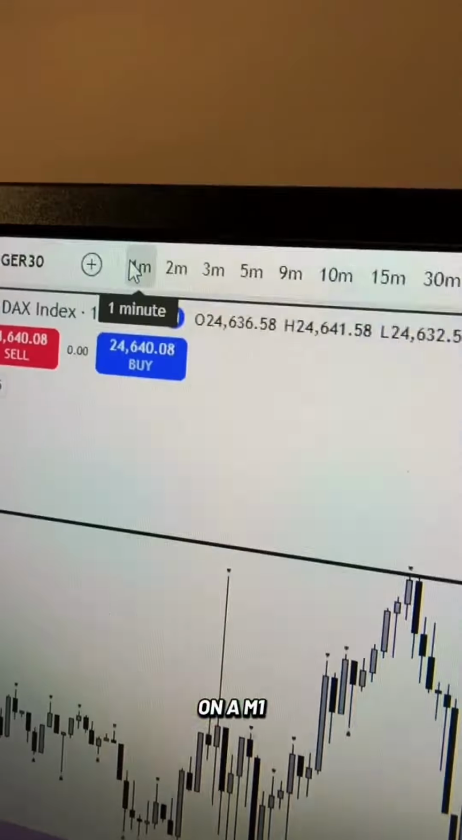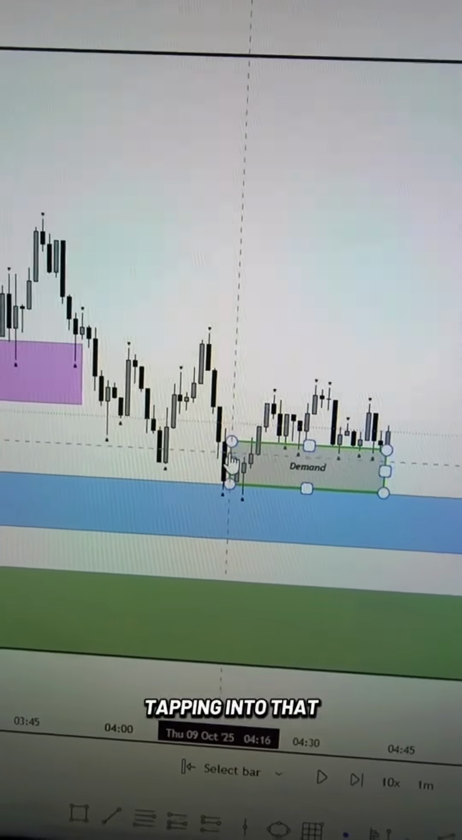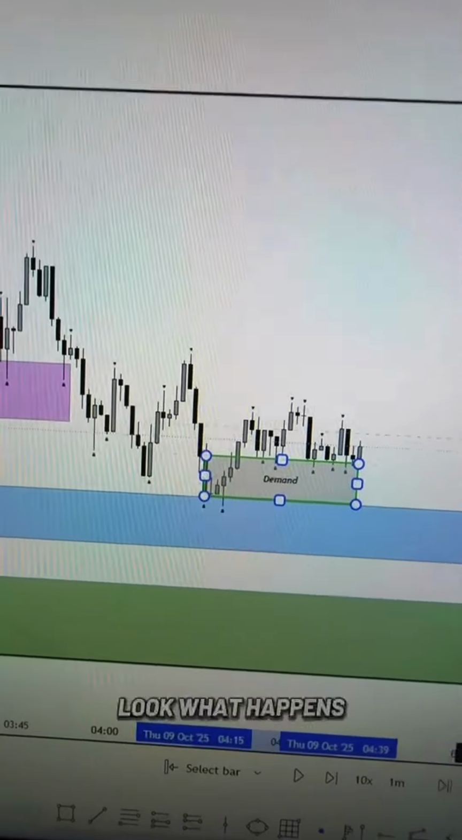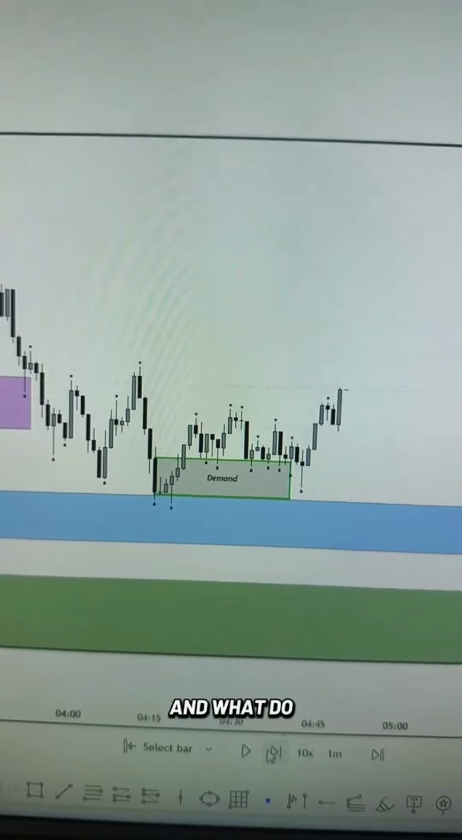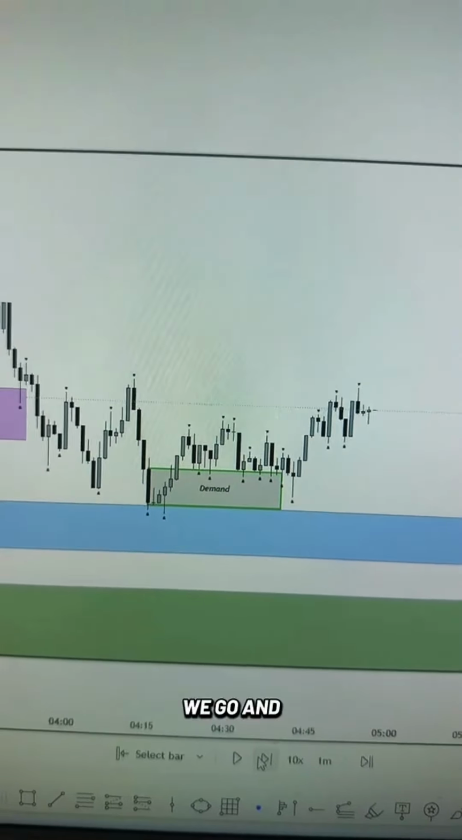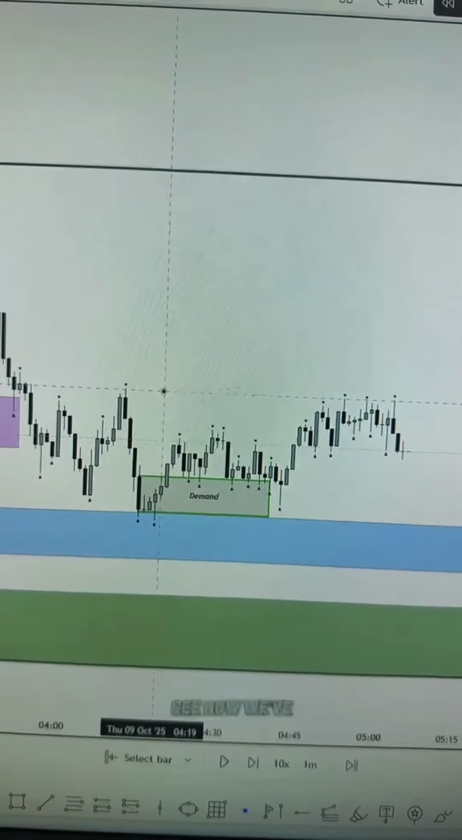Now let's go on the M1. So on the M1 now, what do we see? We tapped into the decisional. What was the down candle that led to us tapping into that? It was this one here, right? Look what happens. See how we're not breaking that demand. And we go and break the high, this high here. See how we've broken it?